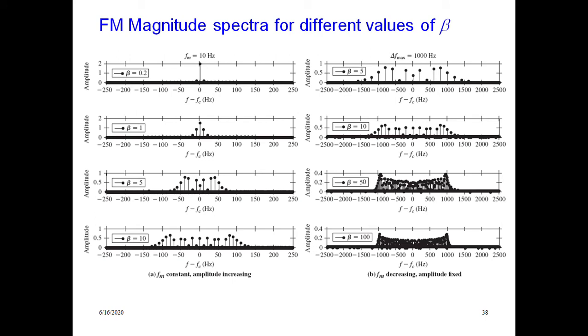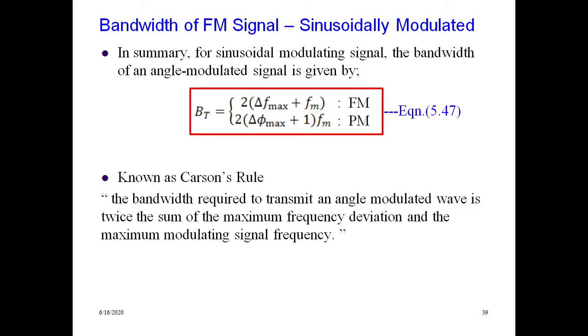All right, so how to find the total bandwidth, in summary, for a sinusoidal modulating signal. For a sinusoidal modulating signal, usually we know the Fm, so we also know the delta F max. You can find the total bandwidth by 2 multiplied by delta F max plus Fm for frequency modulated. And for phase modulated, we can measure the total bandwidth as 2 multiplied by delta max plus 1.